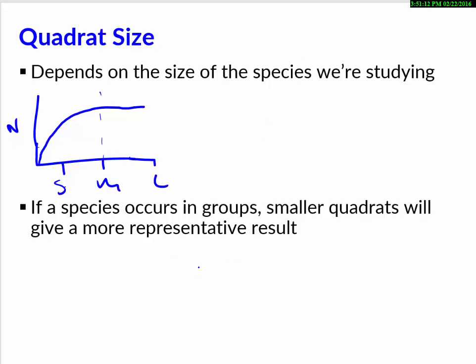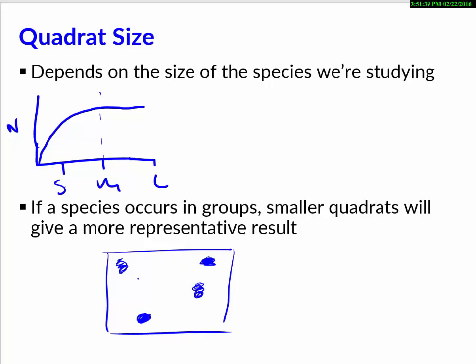So if a species occurs in groups, smaller quadrats are going to give more representative results. So for example, if we've got a big field, and we've got, say, clover dotted around the field in little groups, and we want to put quadrats down and measure the abundance of clover, I'm not going to come to abundance again later, but if we want to put quadrats down and measure the abundance of clover, if we're using big ones, then we might do that and that.